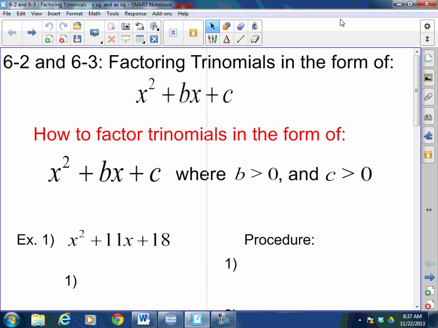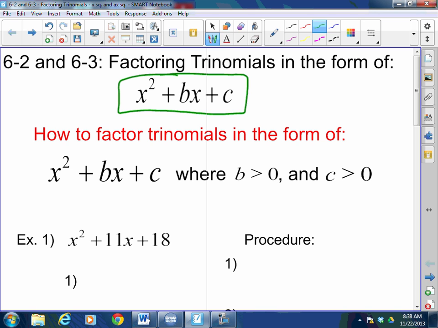All right, well, today we're factoring trinomials, and there's two types of trinomials that we can factor. The first type is factoring trinomials in the form of x squared plus bx plus c, whereby the coefficient of x squared is 1. When you don't see a coefficient in front of x squared, that means that it's a 1. That's what we're going to be working with today. Please mind you that b is greater than 0 here, and c is also greater than 0.